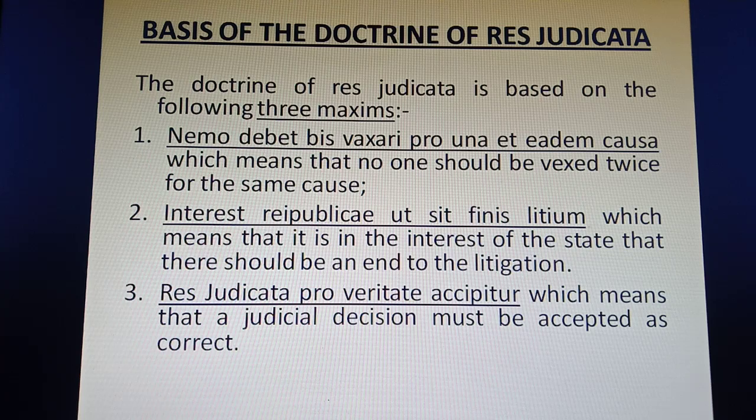Basically, the doctrine of res judicata is based on three maxims. The first maxim is known as nemo debet bis vexari pro una et eadem causa, which means that no one should be vexed twice for the same cause. The second maxim is interest reipublicae ut sit finis litium, which means that it is in the interest of the state that there should be an end to litigation. And the third maxim is res judicata pro veritate accipitur, which means that a judicial decision must be accepted as correct.